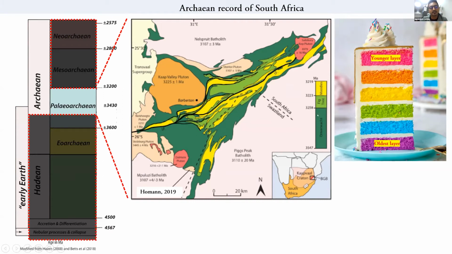So the lowermost part is the Onverwacht Group, which is largely made up of mafic to ultramafic volcanic rocks shown here in this geological map. The other part are the sediments, which are shown here in slightly light green color, from the Fig Tree. And the youngest units are mostly the Moodies Group, which are shown here in yellow colored portions. So these Moodies are the youngest unit of this Barberton sequence. And nevertheless, we have many different granitoids of different ages that are all intrusive into this volcano-sedimentary sequence.